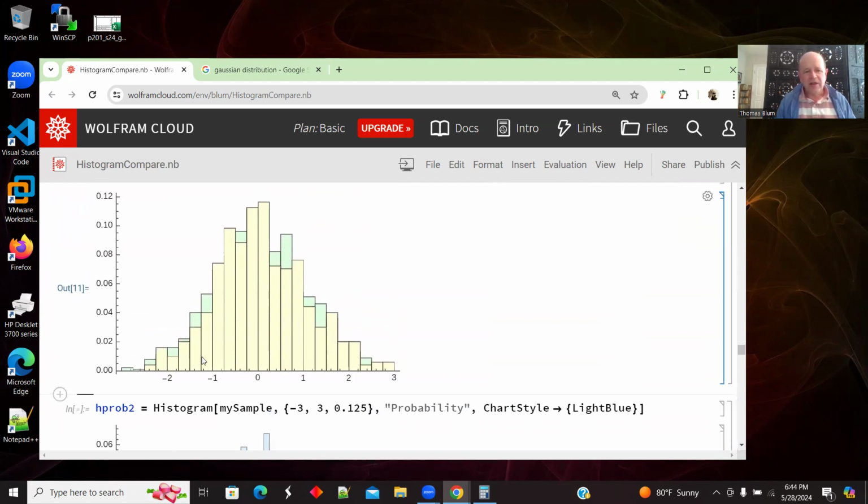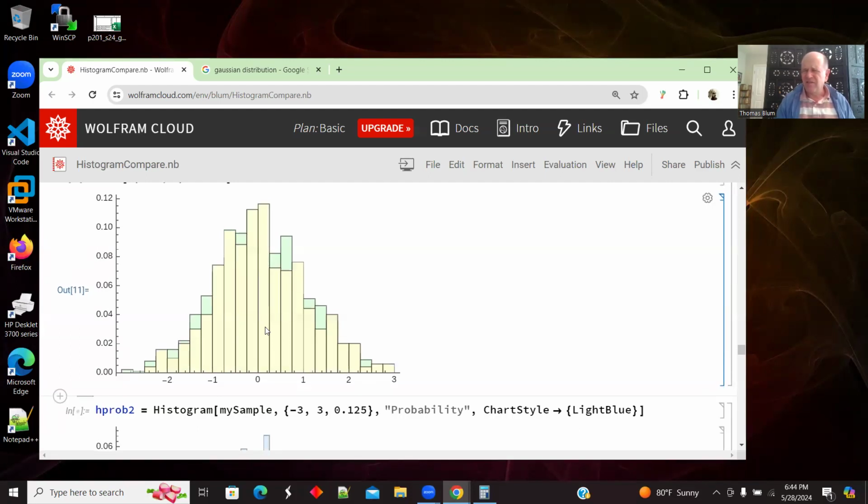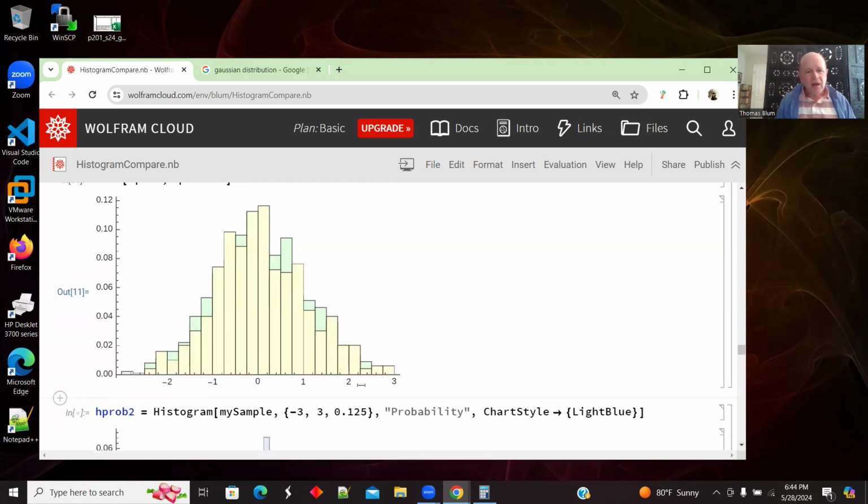So if you work with probability, the height now being a probability rather than a frequency sort of gives you some independence from the number of samples. So it's less affected by the number of samples because it's a probability rather than a frequency.